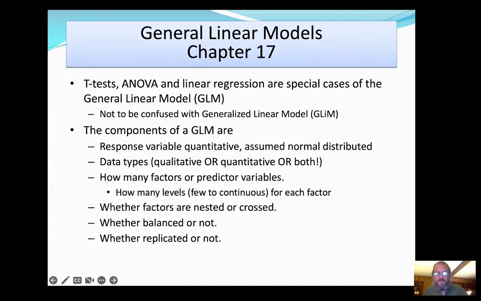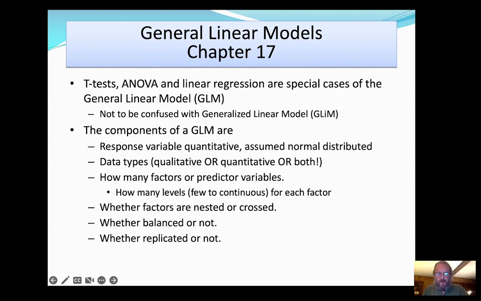Okay, the variables can be quantitative. The response variable, I should say, and that's the difference with the generalized linear model. The generalized linear model will handle when the response variable is categorical. But anyway, getting back to the general linear model, we assume that the response variable is normally distributed. Then the predictor variables can be quantitative or qualitative, or they can be a mixture of those. We can have different predictors, and some of them are qualitative and some of them are quantitative.